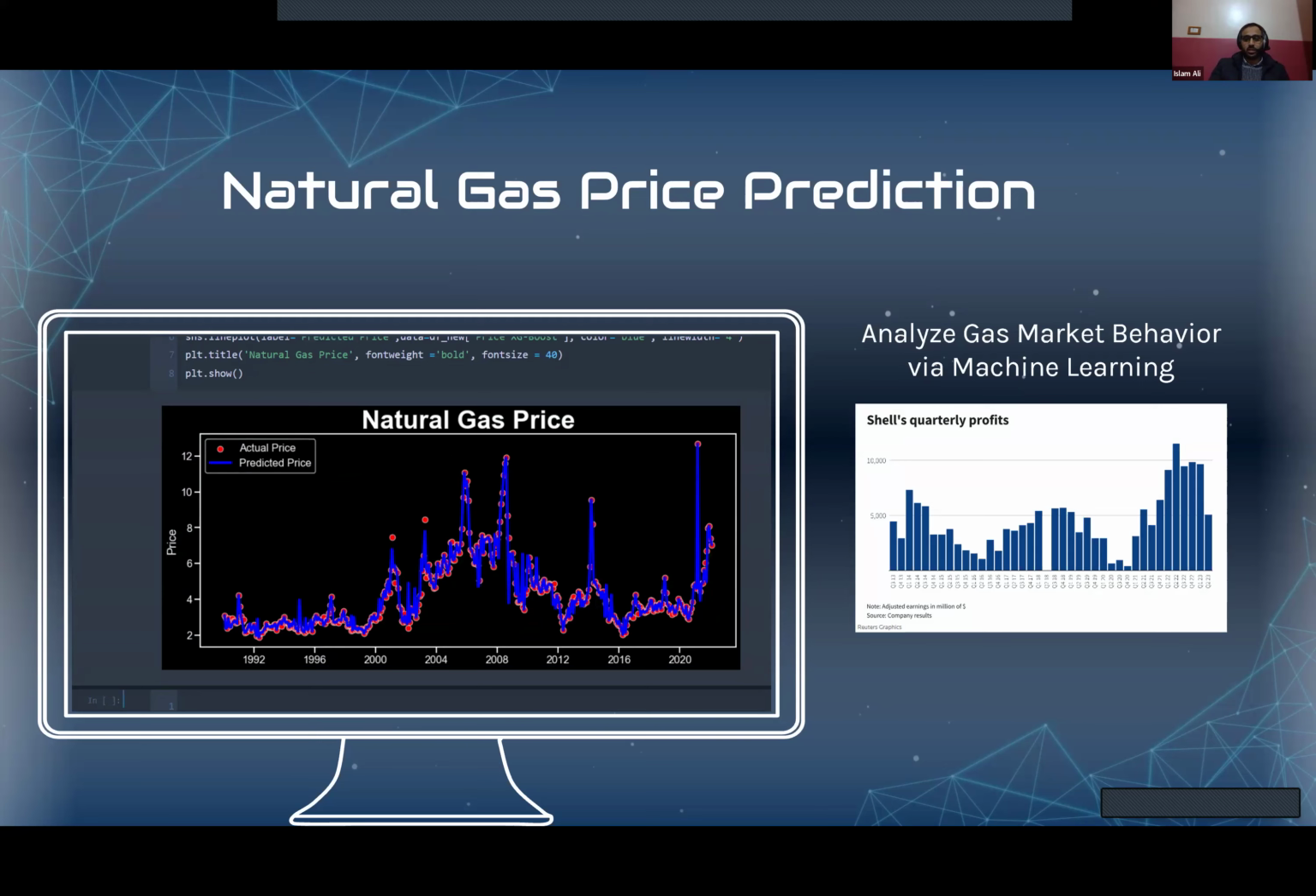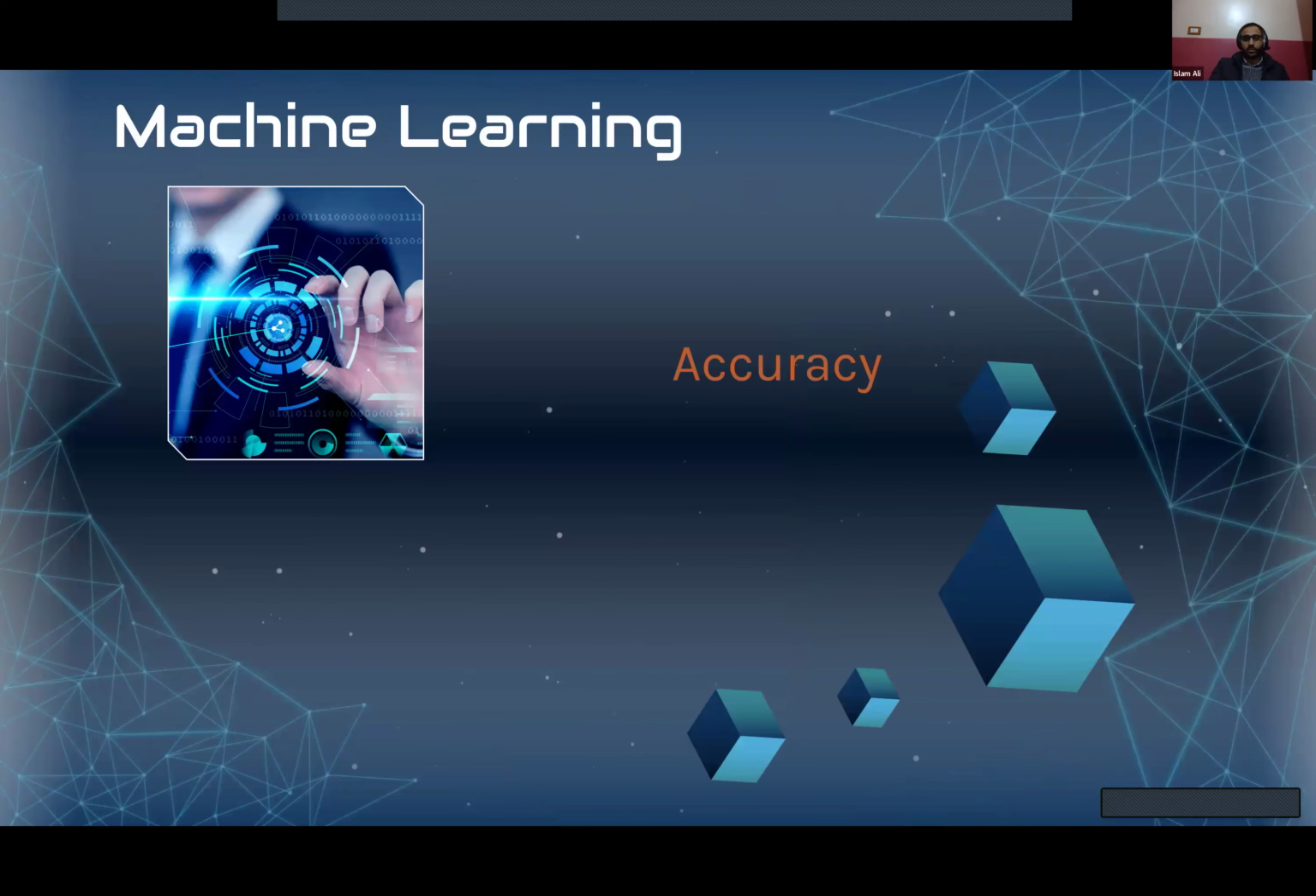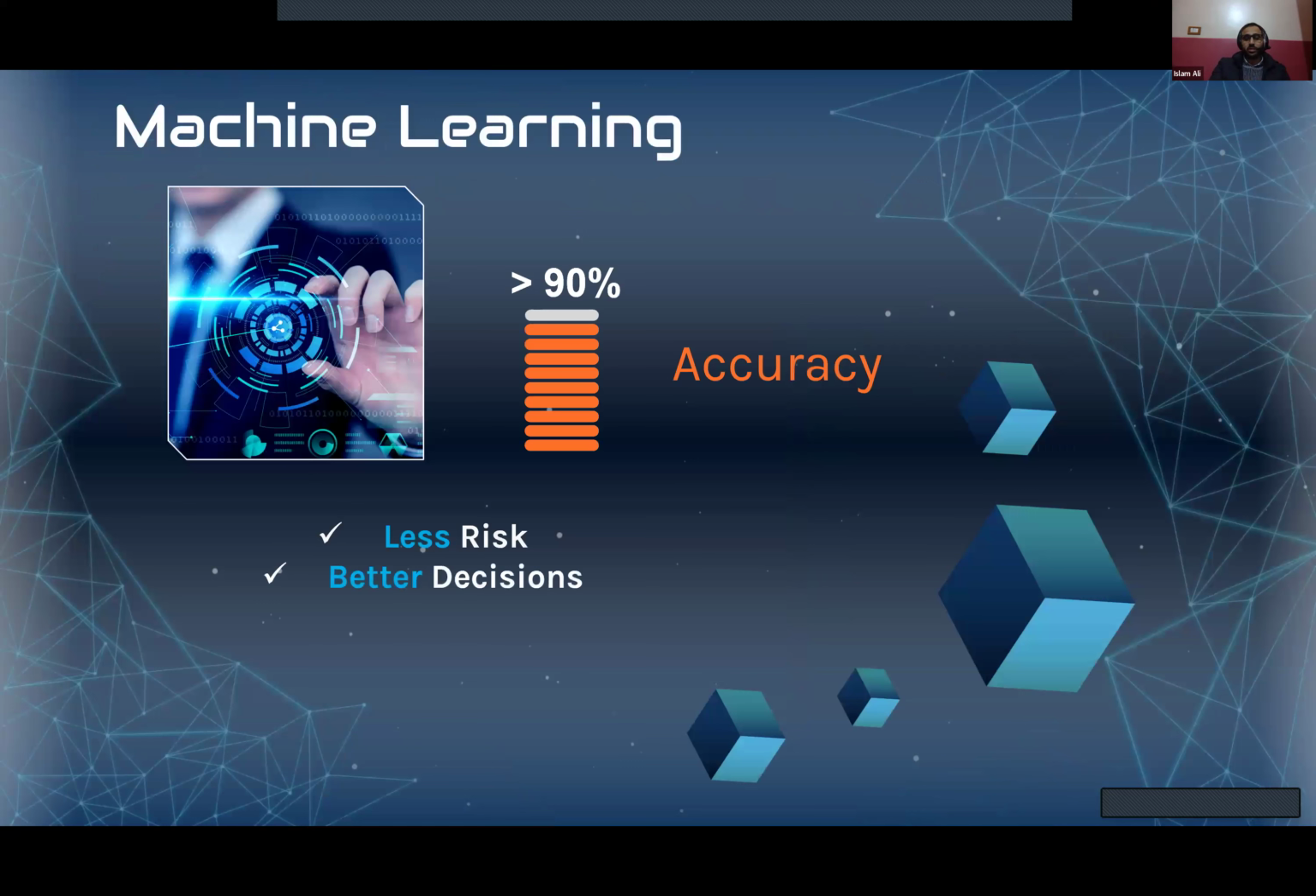In this case, you have accuracy that exceeds 90%, so you trust it. This means less risk and better decisions, and also it will save millions of dollars.